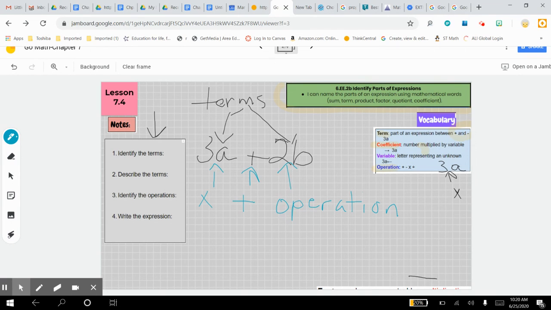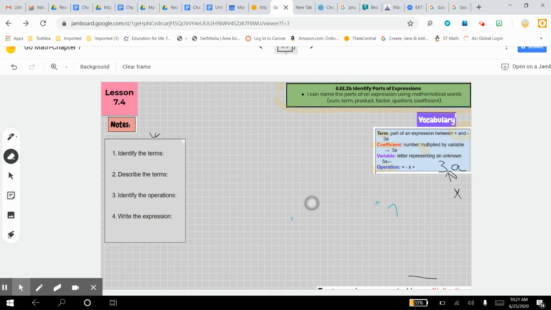I want to make sure that we're getting this. Then, just to be real clear, 3 is the coefficient and 2 is a coefficient. And a and b would be the variables. All right, how are we doing so far? That's really, really important.